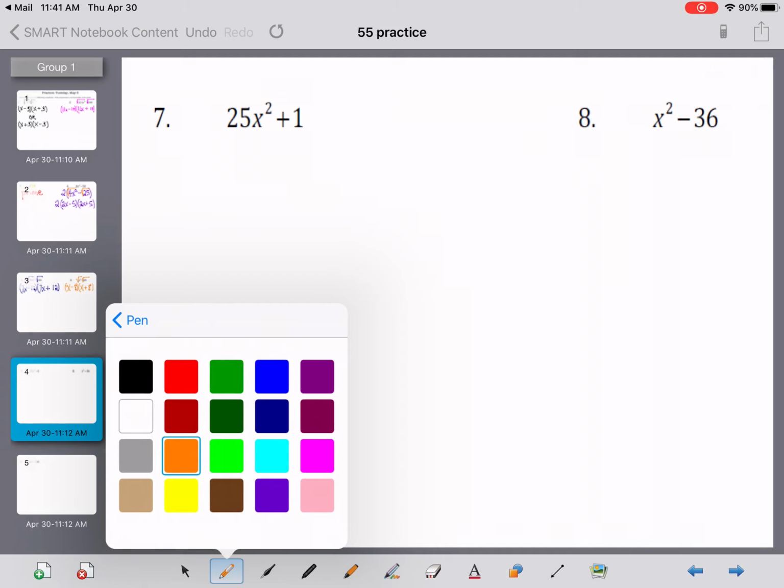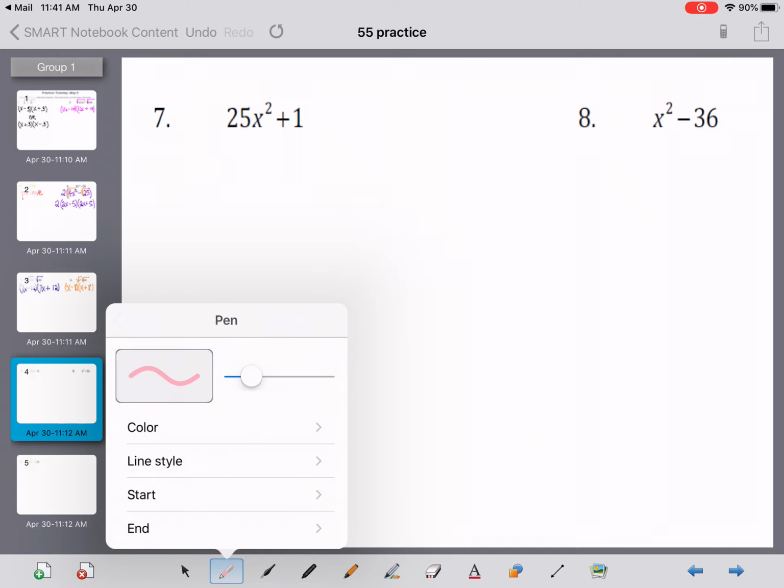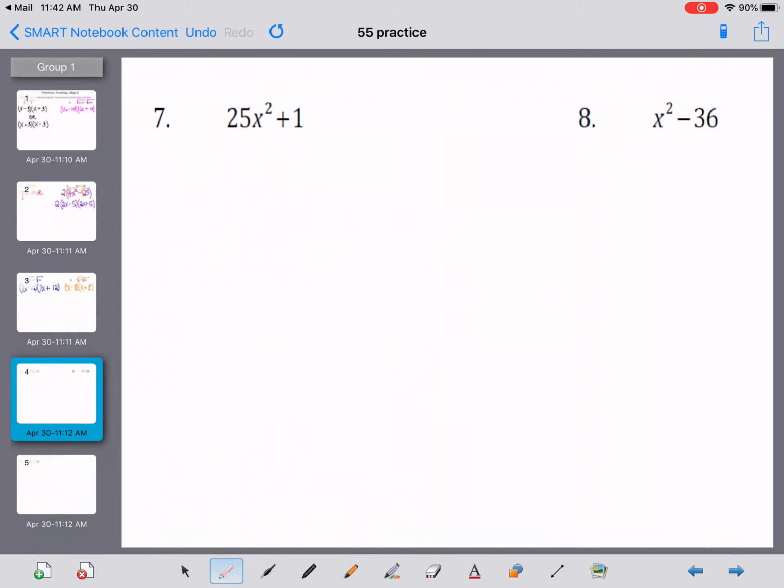Again, watch out as we take a quick look at this one, because we can take the square root of 25x squared. We can take the square root of 1, but once again, on this particular problem, there's a plus in there. And when there's a plus in there, that means this cannot be factored, and therefore it's considered to be prime.